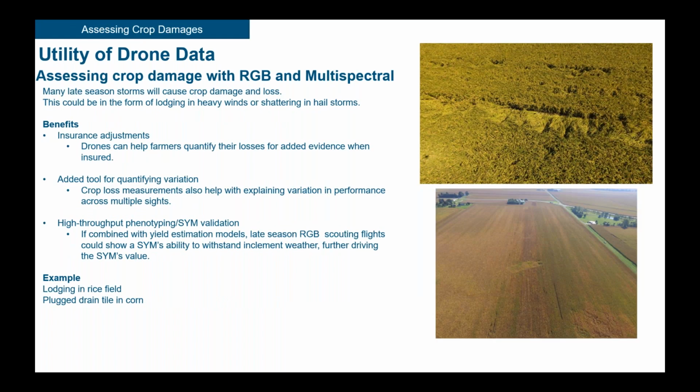And then another easy thing we can use drone imagery for is quantifying how much damage we have in our field. These two pictures show some damage. The top one is lodging in rice, where a large windstorm went through and knocked over a bunch of the rice. Depending on when this happens to a crop, it will pretty much kill the crop, and you won't be able to harvest it. So this gives us the ability to quantify that, so if they need to make an insurance claim, they can quantify it.